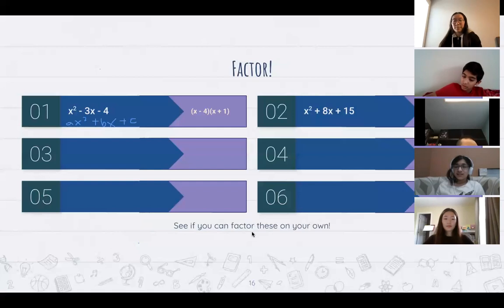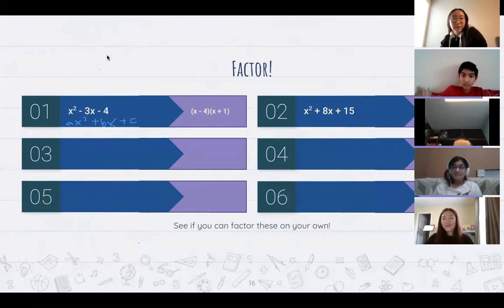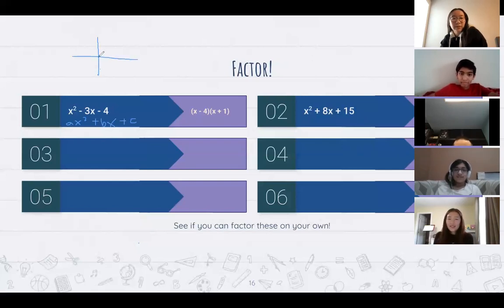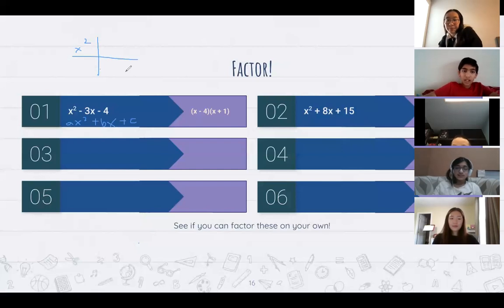This is probably incorrect, but I got x plus 1 times x plus 1. Okay. I think something went a little bit south in the middle of that. So let's just draw the box together. How about that? So x squared goes here. And then what goes in the bottom right corner?